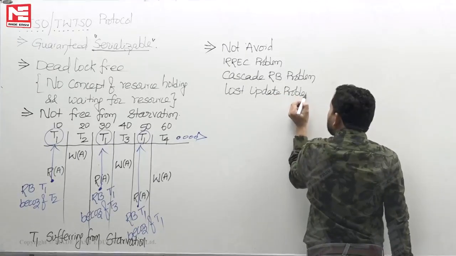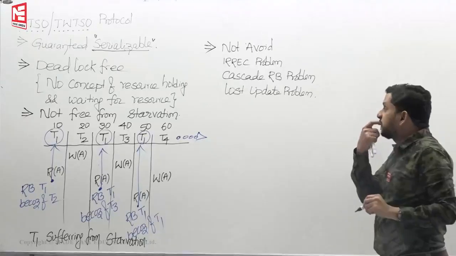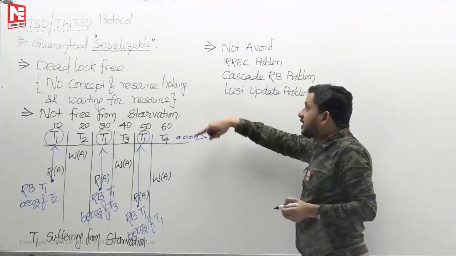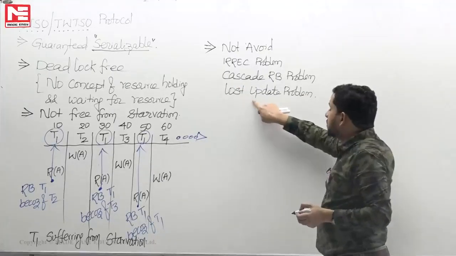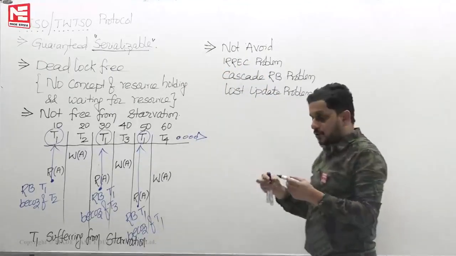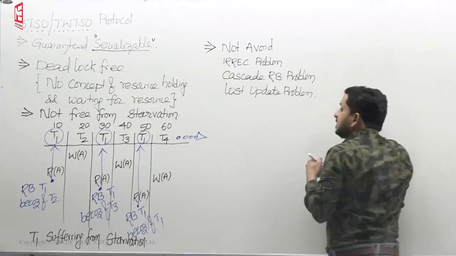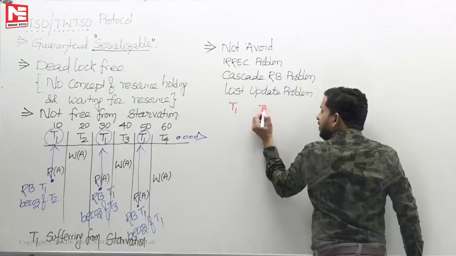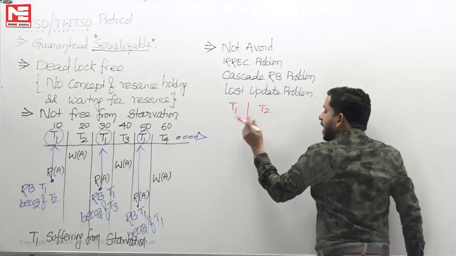Okay, irrecoverability is not going to be avoided. Cascading rollback problem can occur in both the protocols. Last update problem can occur in both the protocols. Because only read and write requests are taken care of, we are not taking care of the commits and rollbacks.